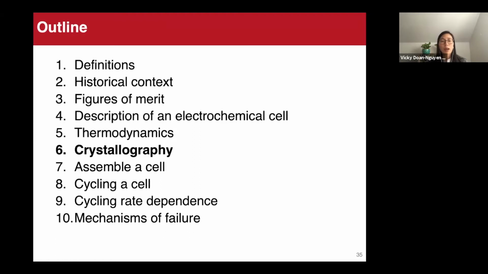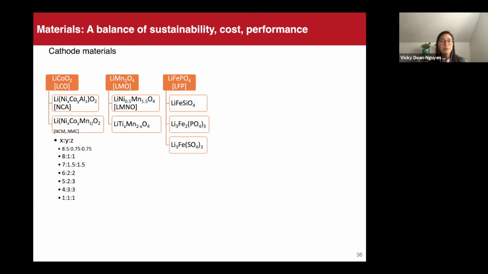Okay, so how does the crystallography affect the thermodynamics and then eventually the electrochemical performance that you observe? Well, whenever you take materials, it's always a balance of sustainability, costs, and performance, right? So here we see three types of materials: a layer type material, a spinel type material, and an olivine type material.